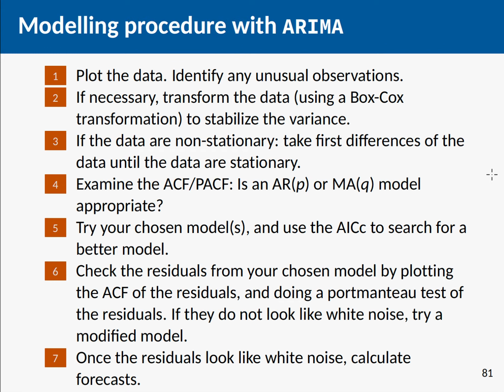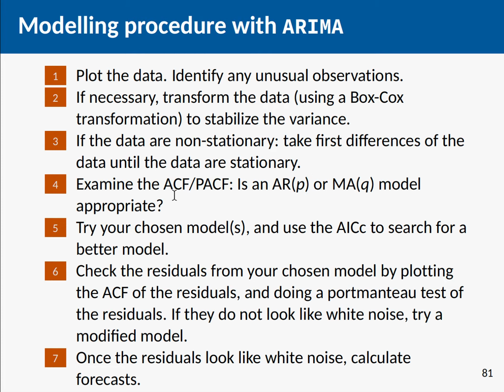Now, just to summarize this one more time, if you are modeling using the ARIMA function, you want to first plot the data and identify any unusual observations to make sure you know what is going on with the data. If necessary, you want to transform the data using a Box-Cox transformation to stabilize its variance, for example, using power functions or using logs. If the data still look non-stationary after you've taken logs or power functions, you might want to take the first differences of the data until the data are stationary. This is for non-seasonal models.